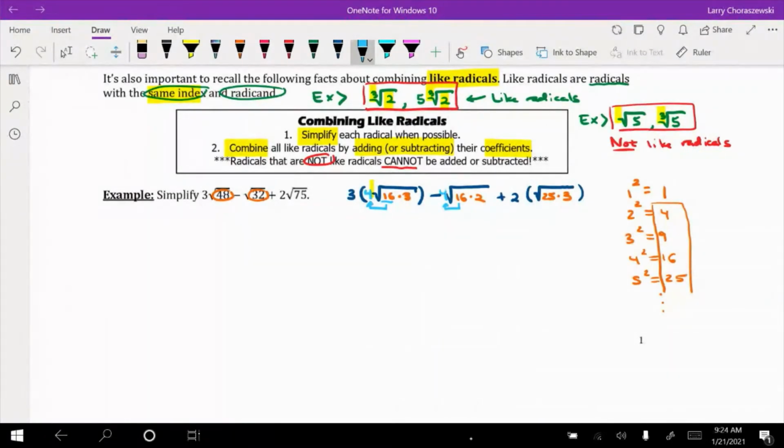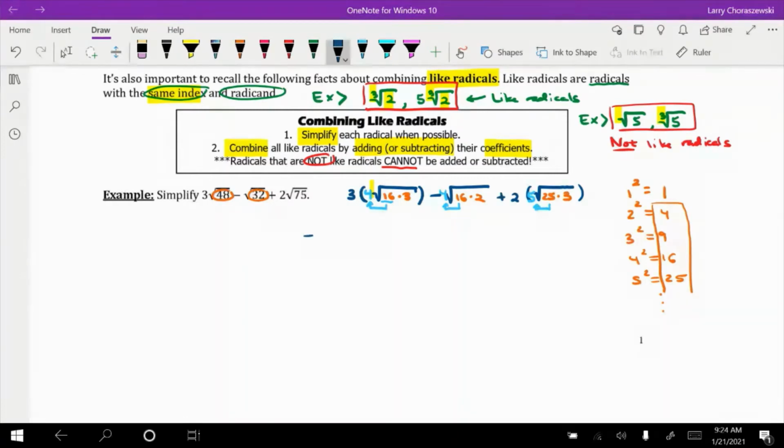And then with the square root of 25 times 3, the square root of 25 is 5, so what you would see is 5 in front of the square root of 3. Does that all make sense? Do you have any questions about that?